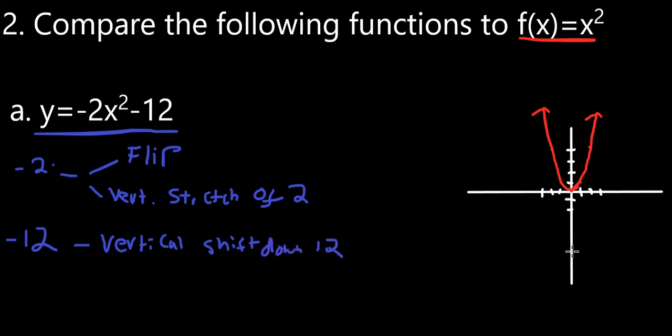So if I were to graph this, it would be shifted way down here somewhere, and then it would be really skinny, and it would be pointing downwards. So it would be a lot skinnier than this one.